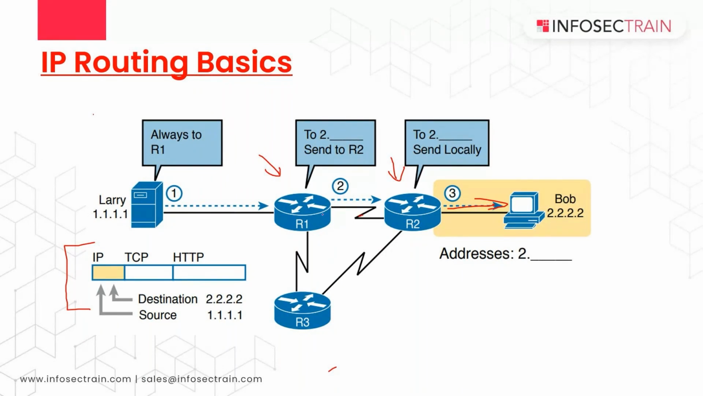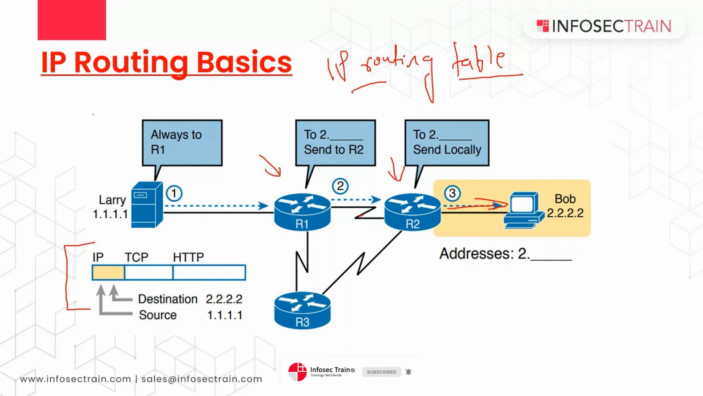Now inside these routers there is a table which is known as the IP routing table. That IP routing table has the path for everyone. On the basis of that IP routing table, it makes the decision to send the data forward, and to which router. So that's how in IP routing the path is decided. We'll discuss that in more detail when we cover the routing paths and how the routing happens.